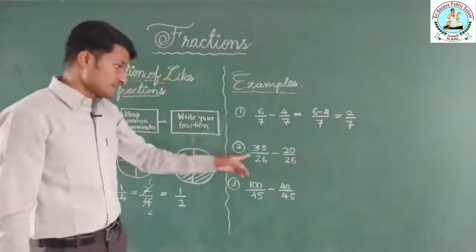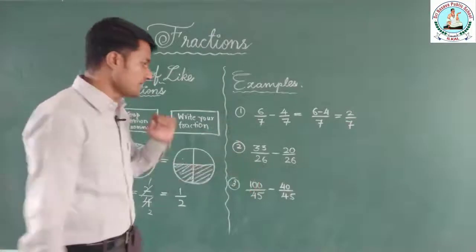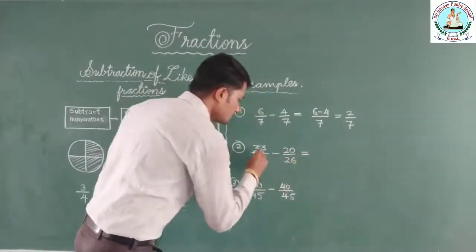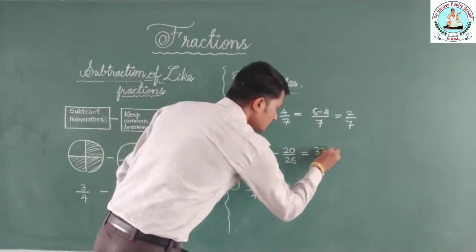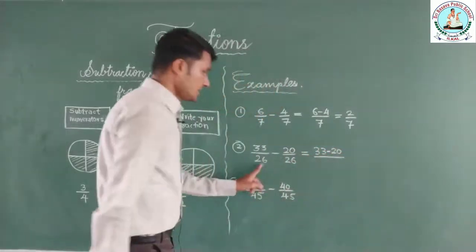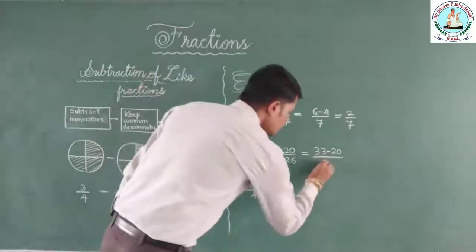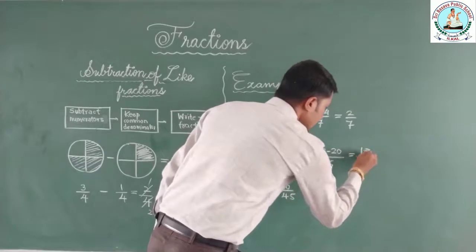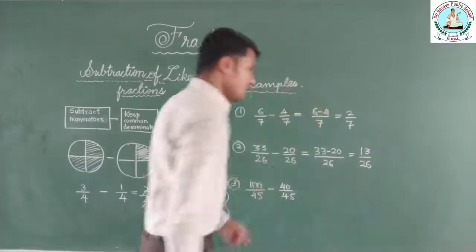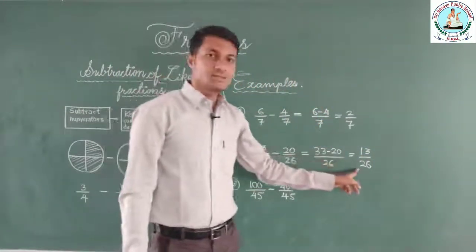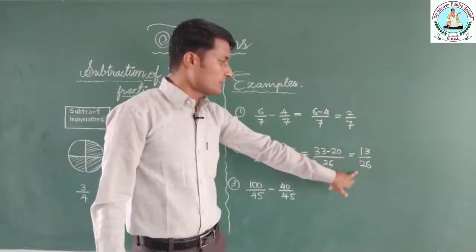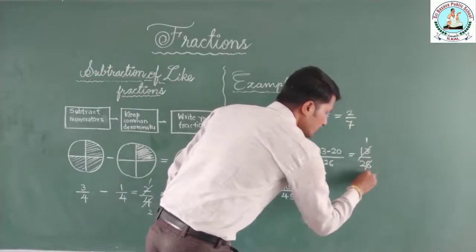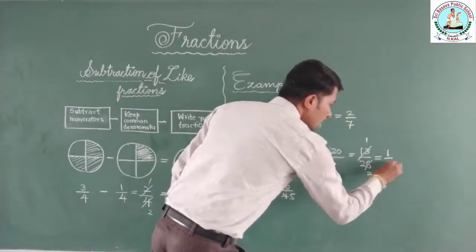So just follow the 3 steps for the second problem as well. Subtract the numerators from one another. So 33 minus 20 divided by, write the common denominator only once, so it is 26. And 33 minus 20 will be 13, and 26 as it is. And you have got the opportunity to make this simple. So 13 and 26 are coming in the same table, so just simplify them. 13 ones are 13, 13 twos are 26, so your final answer will be 1 by 2.